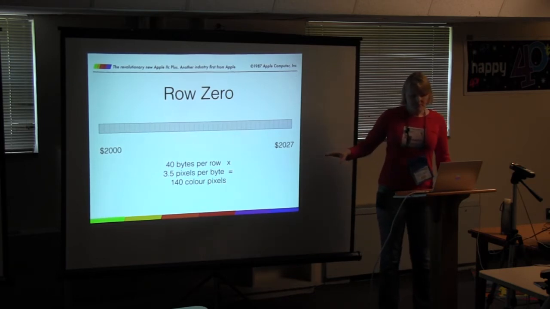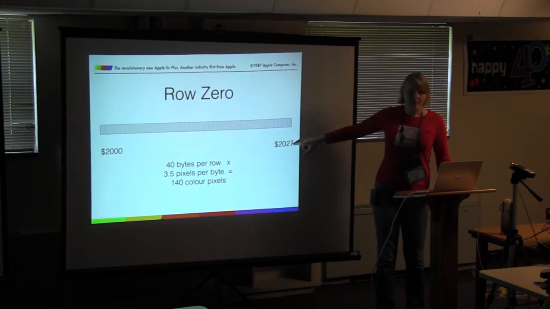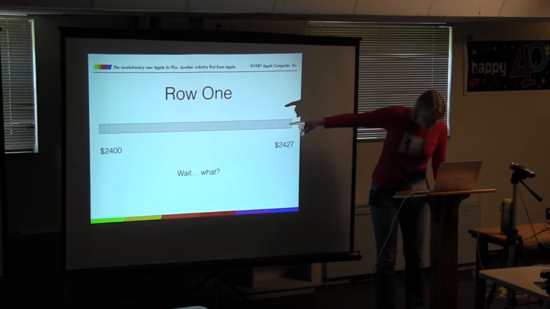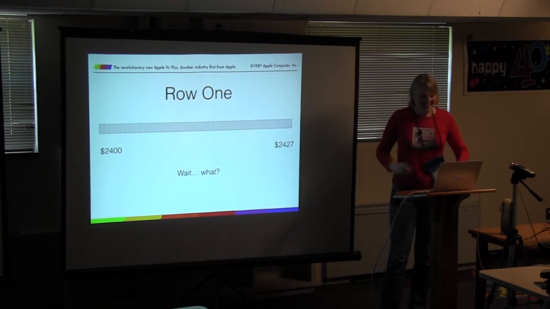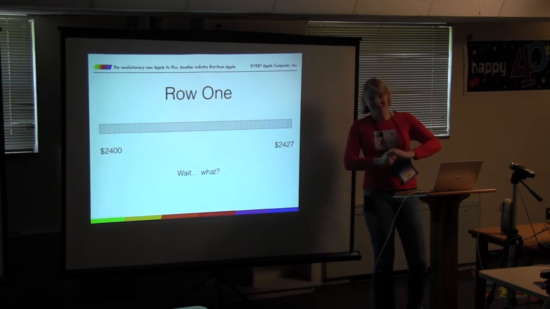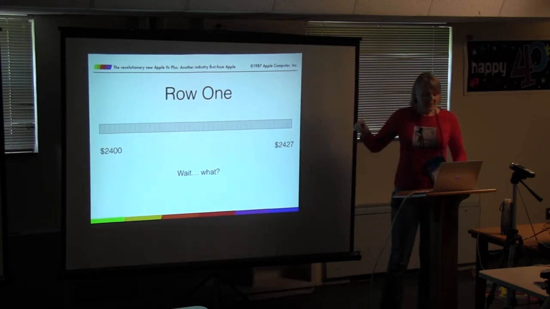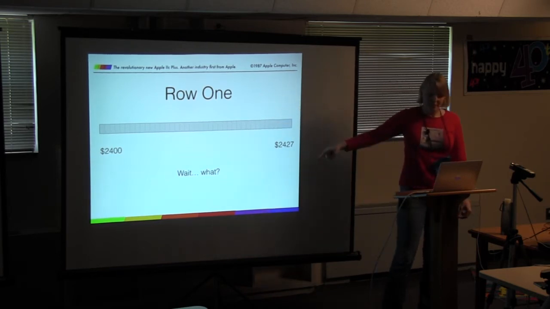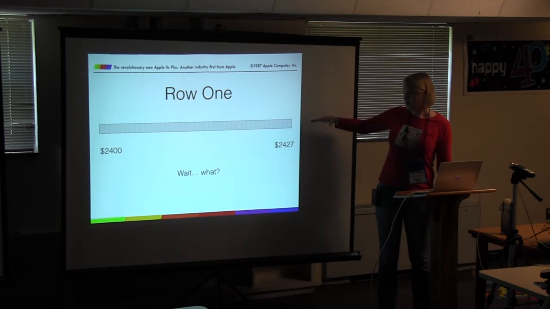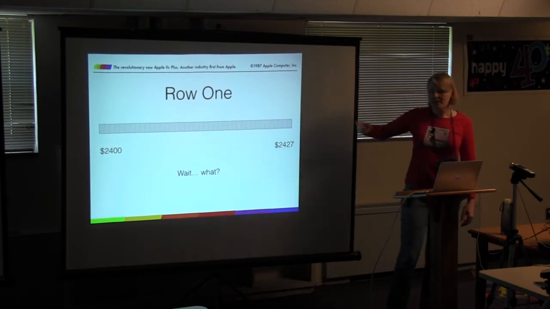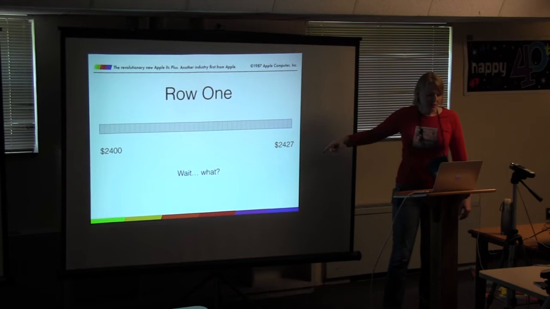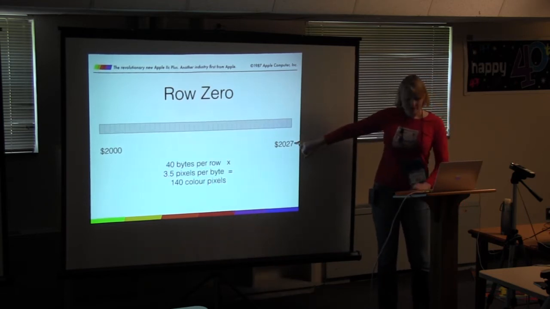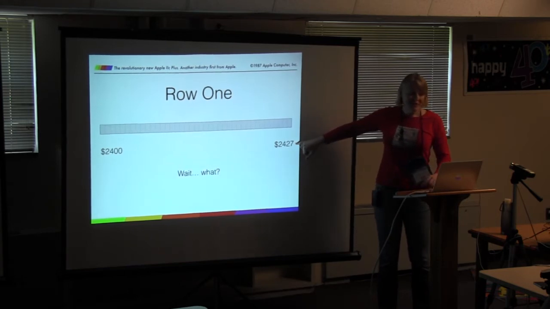Okay, so row 0, 2000, ending at 2027, right? Row 1, starting at 2400. Wait, what? Yeah, that's right. So the vertical now is also a mess. Row 1 starts 1K down from row 0. So every subsequent row is 1K below the row above it, and then it wraps around as needed. So again, row 0 ended at 2027. 2028 is actually line 8.